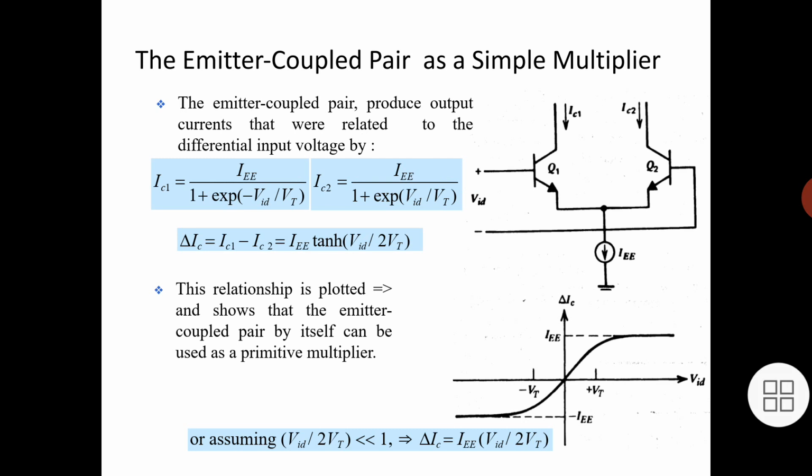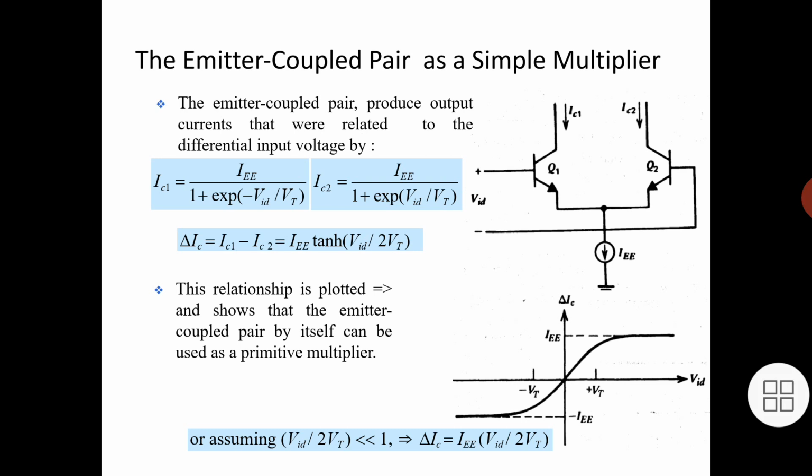We can use emitter coupled pair as a multiplier circuit. Let us see, the emitter coupled pair produces output currents that are related to the differential input voltage by IC1 is equal to IEE divided by 1 plus exponential minus VID by VT, and IC2 is equal to IEE divided by 1 plus exponential VID by VT. And delta IC is equal to the difference between these two collector currents, that is delta IC is equal to IC1 minus IC2, that is IEE into tanh of VID by 2VT.